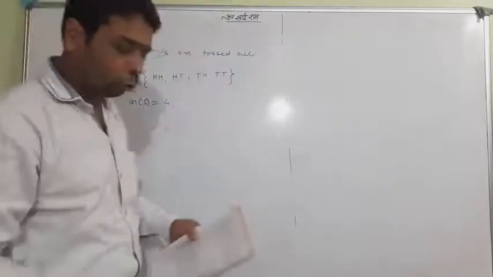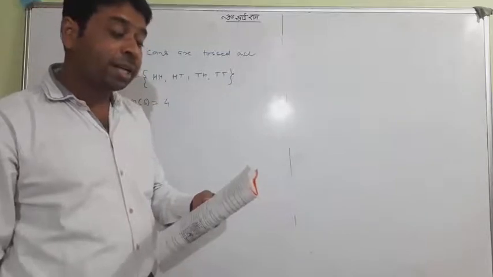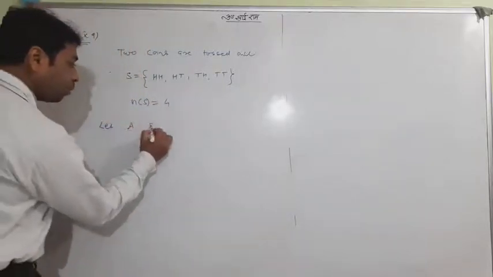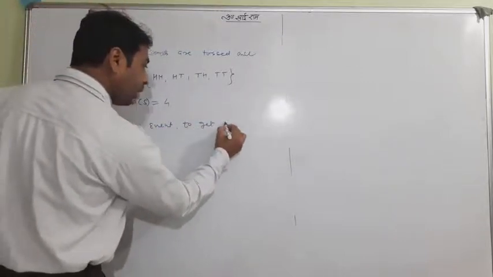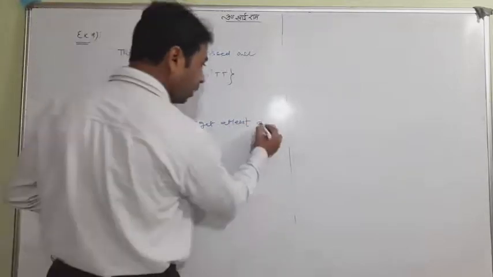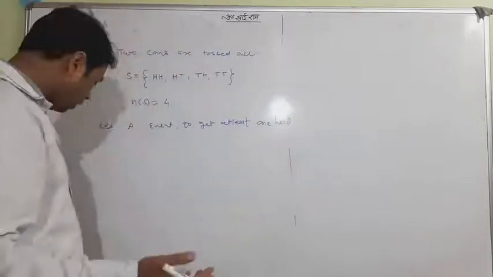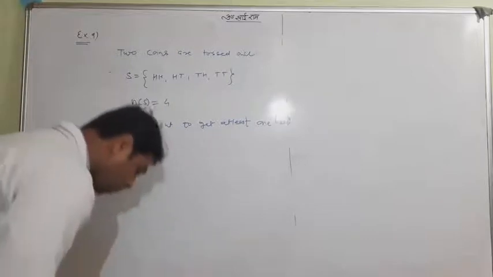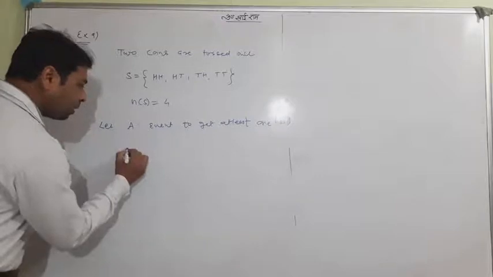Now I will read the question. What is the probability that she gets at least one head? Wow. Now let A be the event to get at least one head. The question may be anything, because it is independent, so you don't worry about this. What is A?